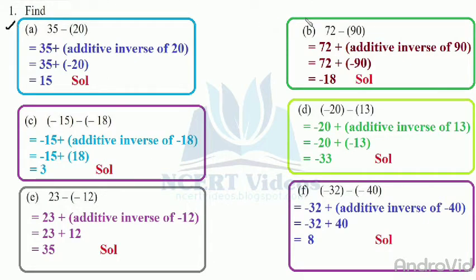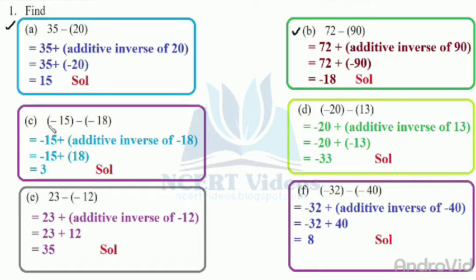Now B, 72 minus 90. Here again using the same concept, that is minus can be converted into plus by changing it to the additive inverse of 90. So minus 90 is the additive inverse of 90. Therefore we subtract, we get 18, and the sign comes from the greater number, that is 90. Therefore it is minus 18.